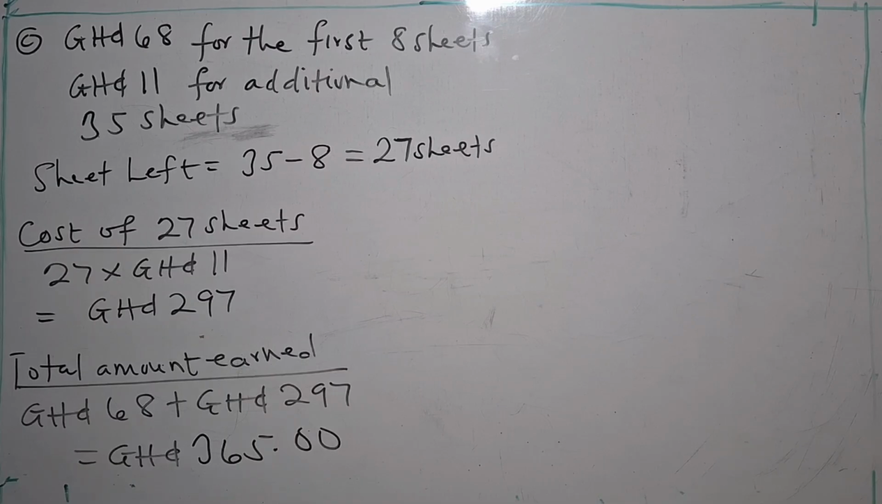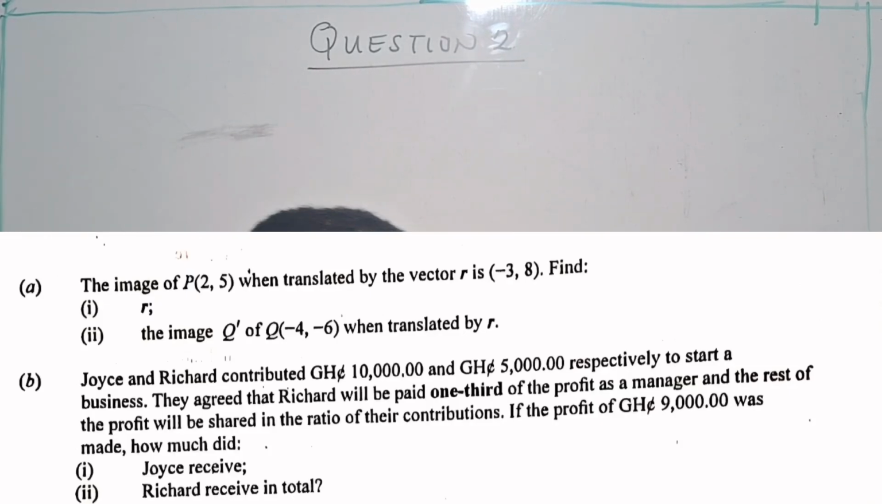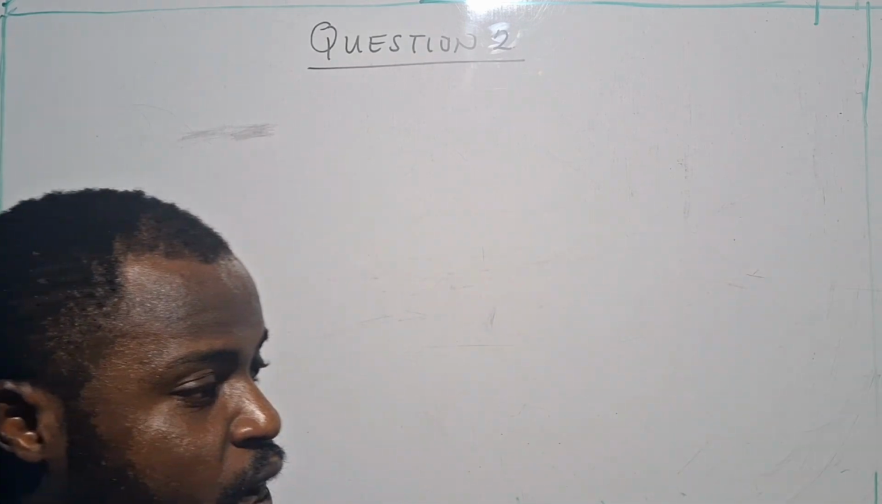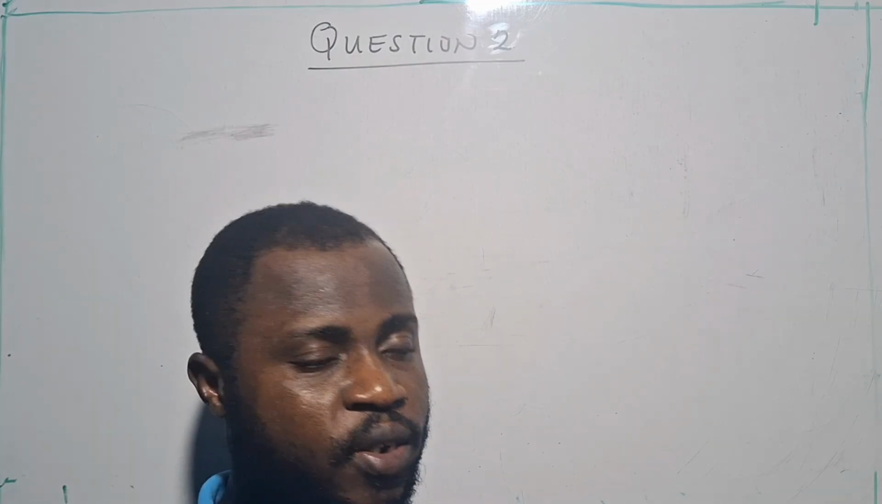So let's take question 2. Question 2 says the image of P(2, 5) when translated by vector R is (-3, 8). Find R. That's part I. Then part II says the image of Q(-4, -6) when translated by R. This is under transformation, and I'm going to simplify it on this channel as well.